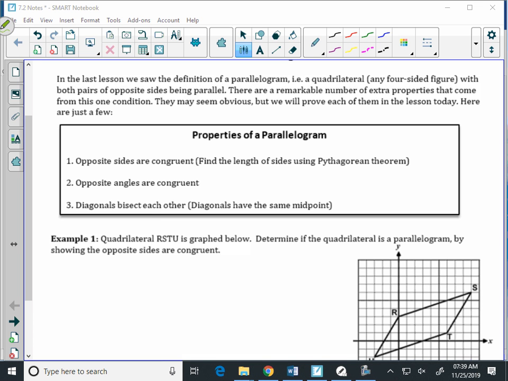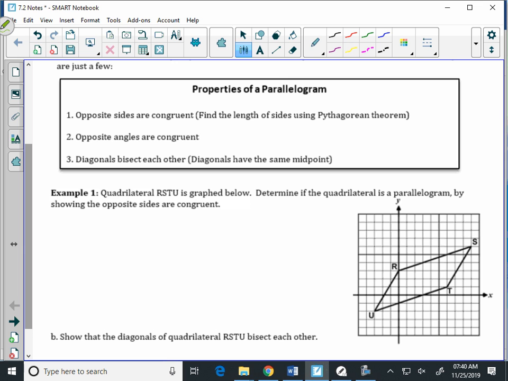Opposite angles are congruent. We're not going to deal with that in the coordinate plane, but you'll see an example here, not in the coordinate plane, of how we can use that to help us find a variable. And then the third important property is that diagonals bisect each other. And when diagonals bisect each other, or any lines bisect each other, they share the same midpoint.